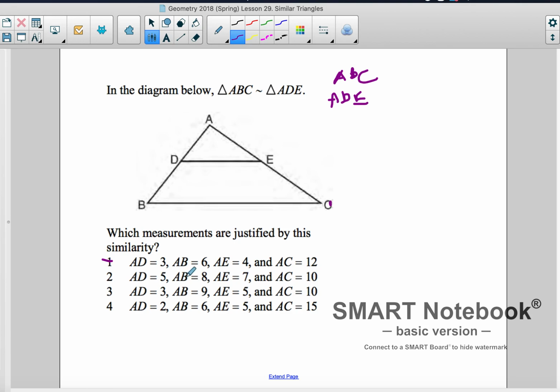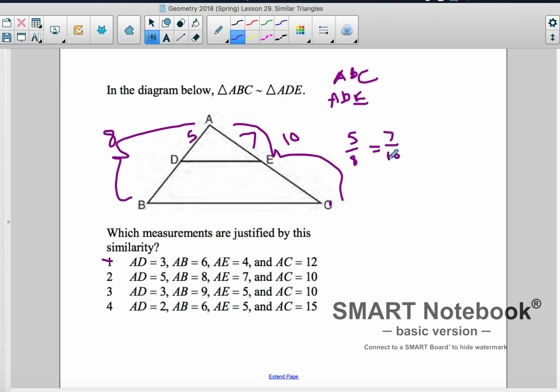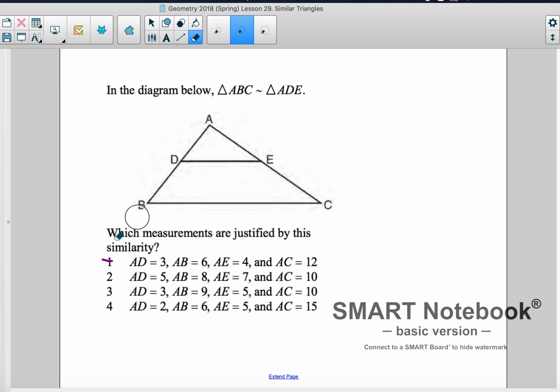How about 5 for AD? And then AB is 8, I'm sorry, AB is actually 8. That's fine. And then AE is 7. AC is 10. Is 5 over 8 the same thing as 7 over 10? Well, no, I can't reduce either of those, so that doesn't work out. All right. Looks like we're on a good track here. 2 did not work out so far.